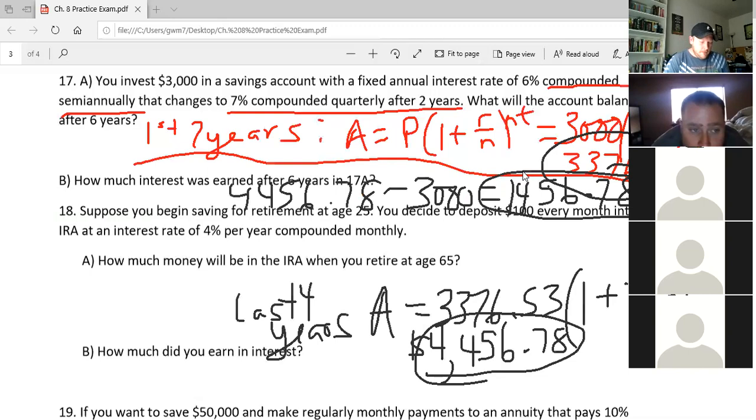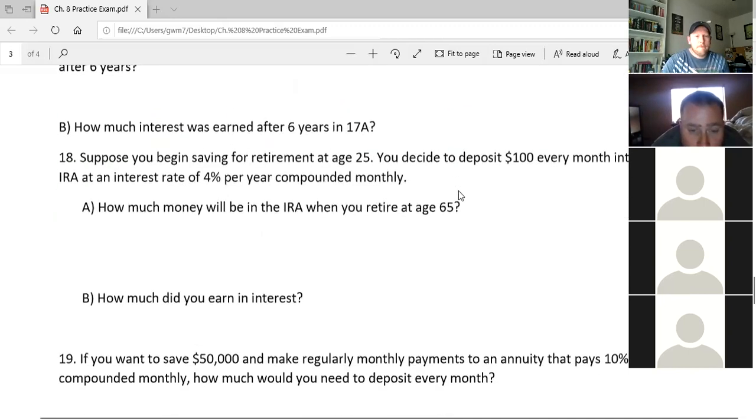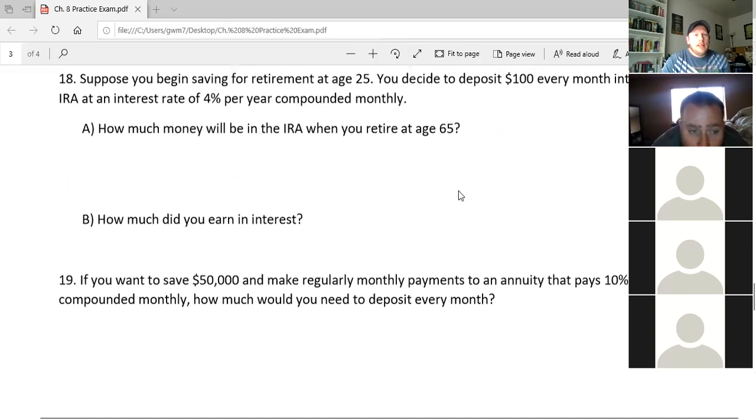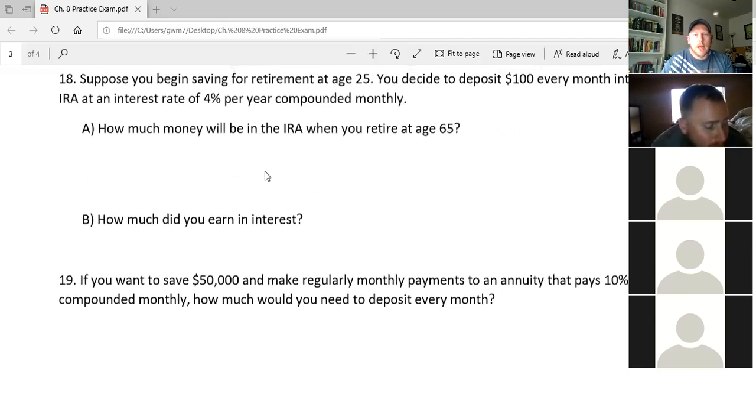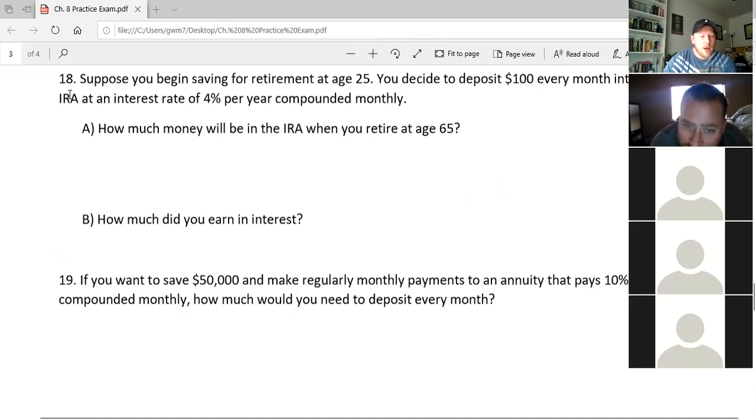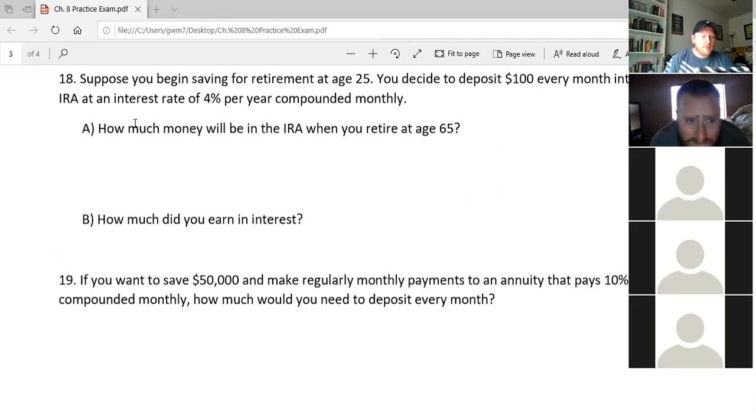Okay, good. Let me know when there are. 18. Suppose you begin saving for retirement at age 25. And I know that not everyone is 25. You can just forgive me for that sort of thing. You decide to deposit $100 every month into an IRA at an interest rate of 4% per year, compounded monthly. How much money will be in the IRA when you retire at age 65?